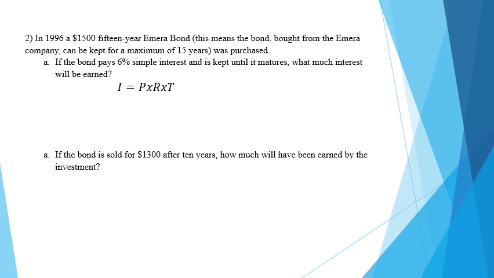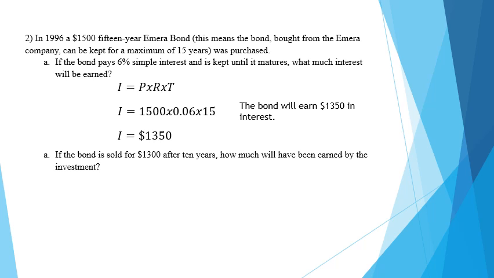So we're going to use that same simple interest equation, I equals P times R times T. We'll plug in our information. So P is the amount of money we invested, which is $1,500. R is our interest rate, which is 6%. And T is our number of years. And since we kept it until it matures, that's 15 years. Put that in our calculator and we can see that this investment earned $1,350 interest after the 15 years. So after the 15 years, not only do we get our $1,500 back, but we also get an extra $1,350 in interest back as well.